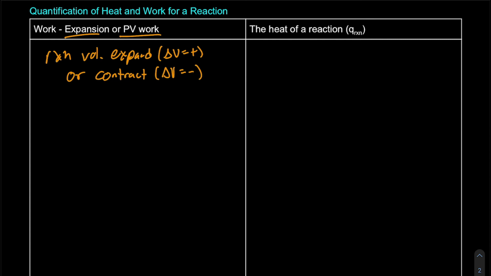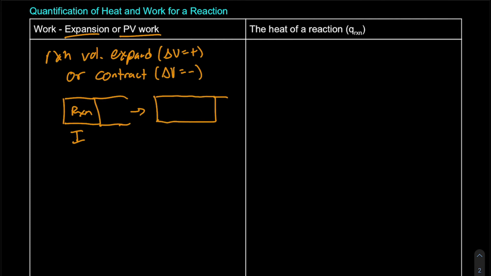Well, that would mean that as it does that, it's going to push out. And we think, how does this correspond back to work? If we think of, maybe this was my initial condition. Maybe we have some kind of movable piston here, and we got our reaction volume inside of here. And then now we go to a larger volume, where now my reaction is going to occupy a larger volume. So we have an initial and final condition.